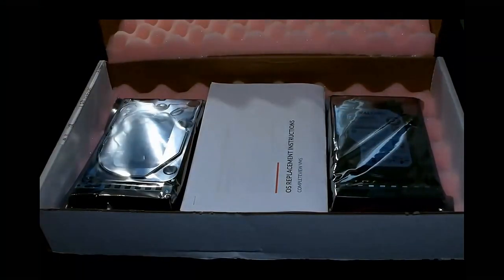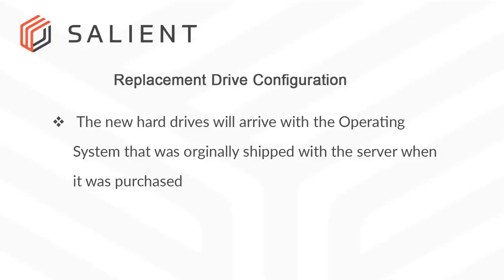Two replacement operating system drives will arrive with a set of replacement instructions. Save the written instructions and check the drives for shipping damage when you open the box. The new drives come ready for installation with the same Microsoft Server operating system.